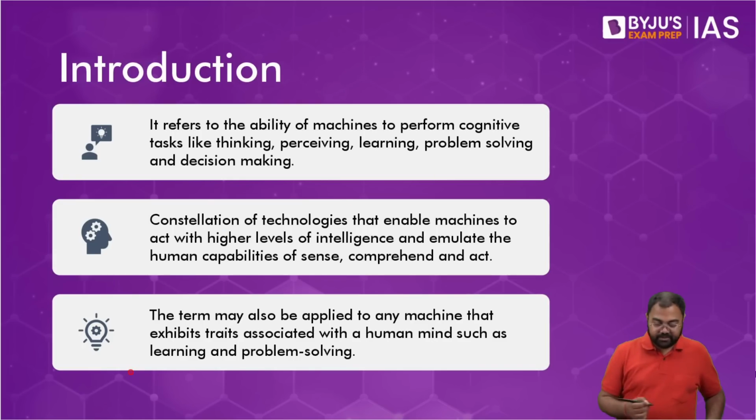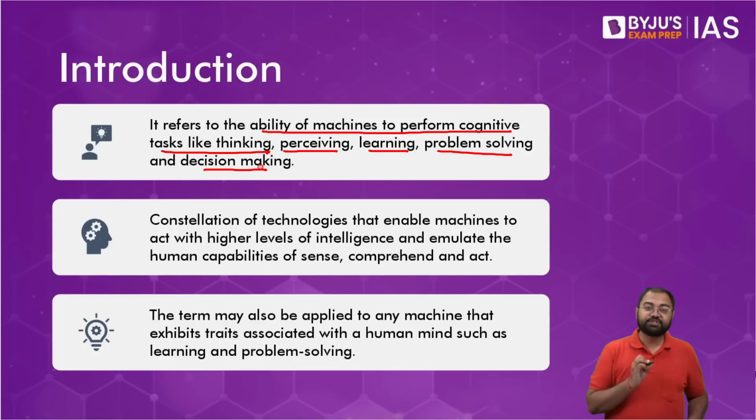So if you look at the definition, we are talking about an ability of machines to perform cognitive tasks like thinking, perceiving, learning, problem solving, and decision making.